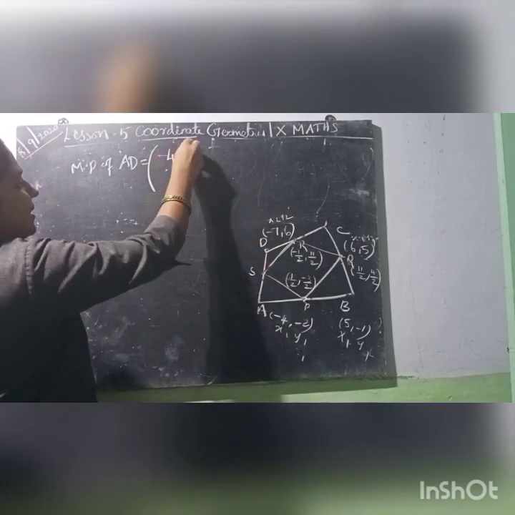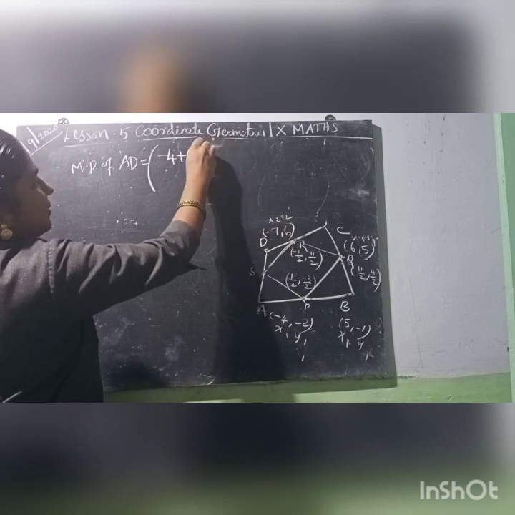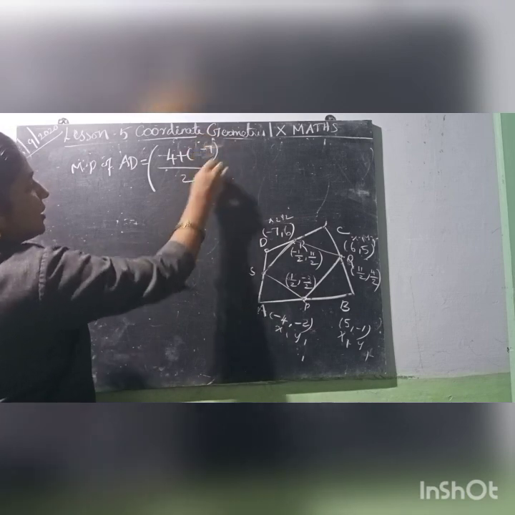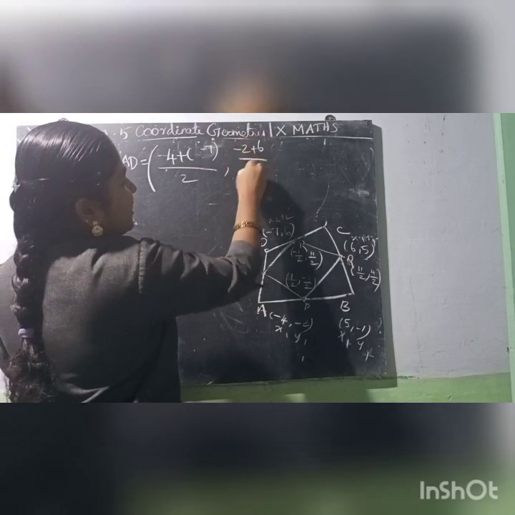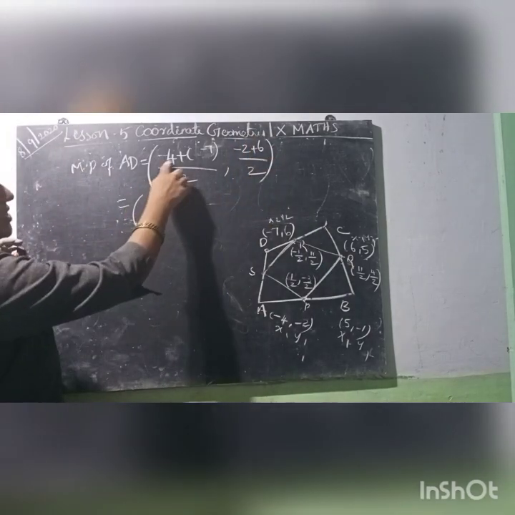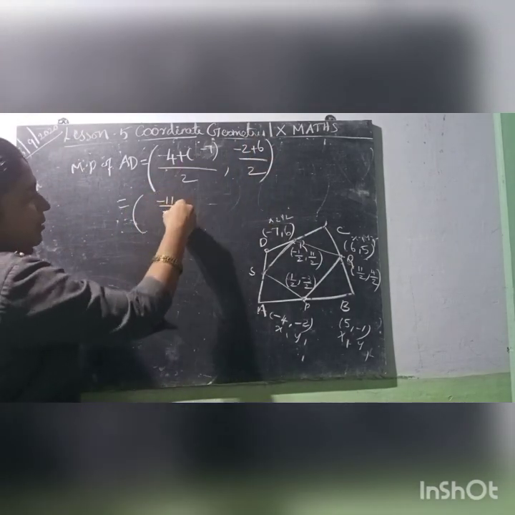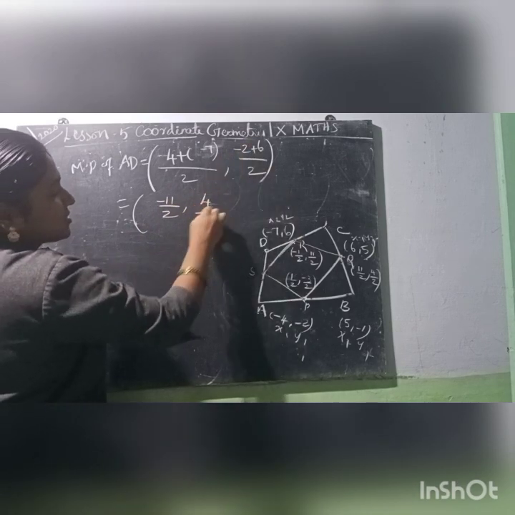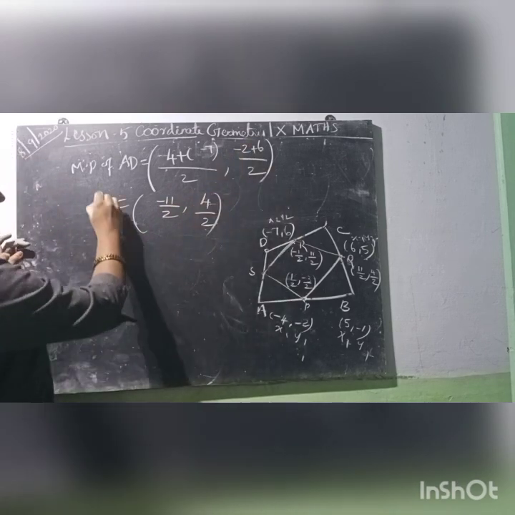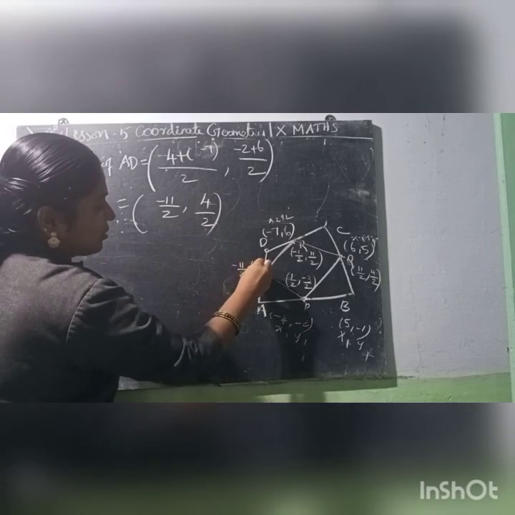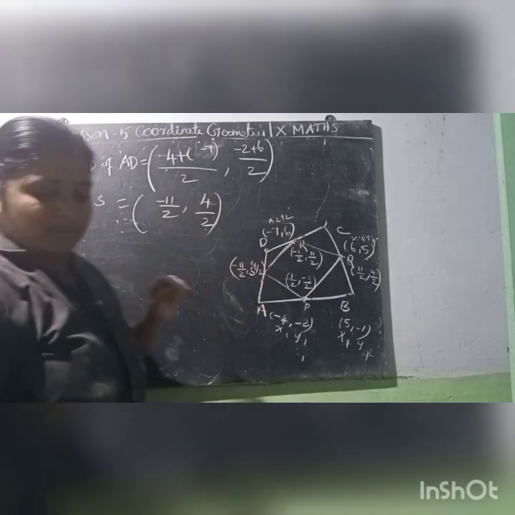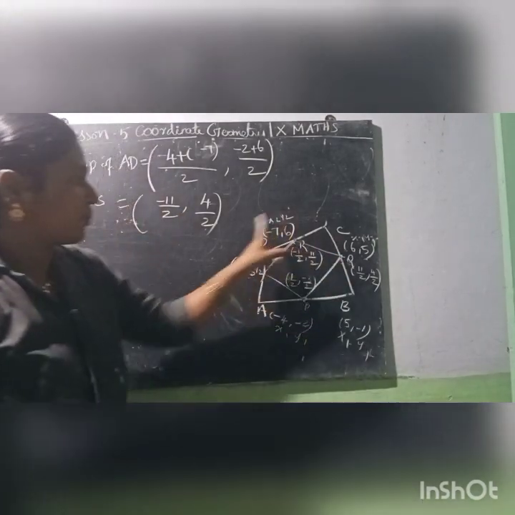So (-4 + -7)/2, comma, (y1 + y2)/2, which is (-2 + 6)/2. So -4 minus 7 is -11 by 2, and 6 minus 2 is 4 by 2. Now we got S, that is (-11/2, 4/2). Now we got all 4 points.